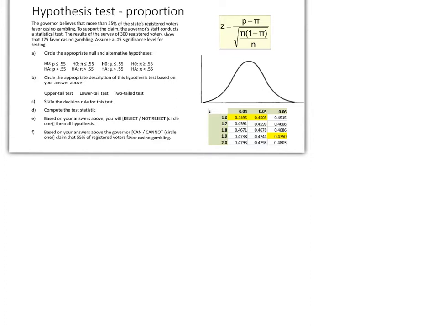Okay, so what have we got here? Our test claim is that more than 55% of the state's registered voters favor casino gambling. In identifying the hypothesis statement, we have to look at a couple of things. We can reject these ones immediately because they're stated in terms of the sample proportion and not pi, the population proportion.